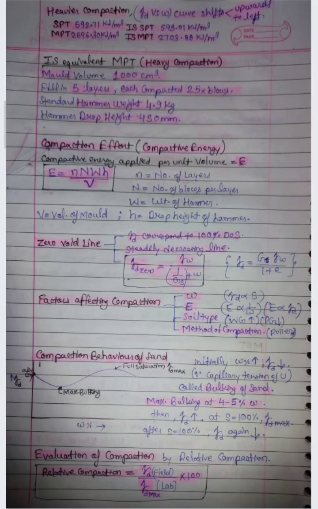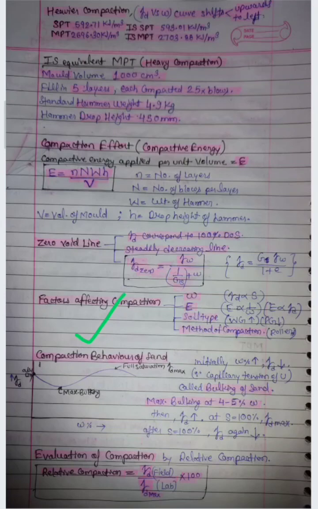Now factors affecting compaction. First is the water content, as dry unit weight is directly proportional to the degree of saturation. Second is E, compactive effort, as E is inversely proportional to the water content and E is directly proportional to the dry unit weight. Then soil type, well graded soil have more compaction and poorly graded soil will have the lower compaction. Also method of compaction, like what method you are using, rammer, rollers or vibrators, so that will decide the compaction level.